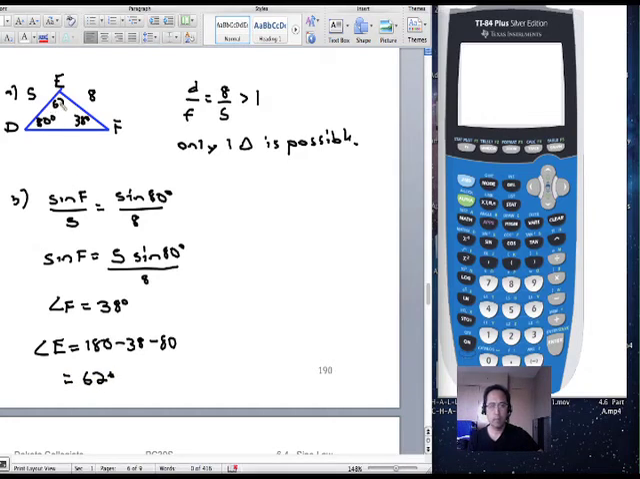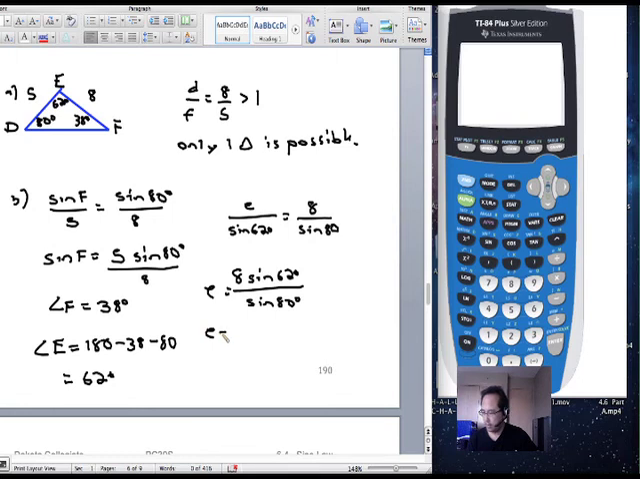Okay, one thing left to do, and that's this line segment down here. So we'll just use the sine law. E over sine 62 degrees is going to be equal to 8 over sine 80. So 8 sine 62 degrees divided by sine 80 is going to be equal to E, and in the end E is going to be equal to 7.1. So my triangle is now solved with all the mathematics to prove it.